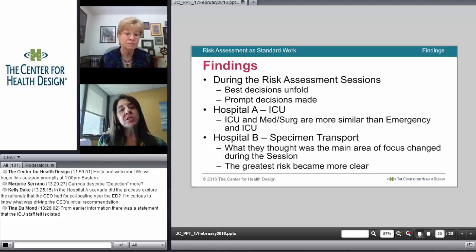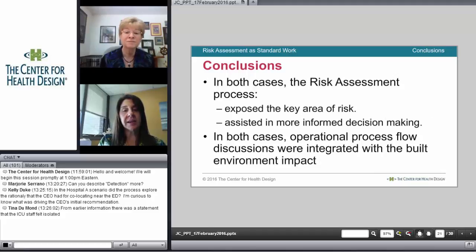And the final solution in Hospital A, did they make those rooms acuity adaptable, is that correct? Yes, I actually have a slide on that. We will get to that shortly.